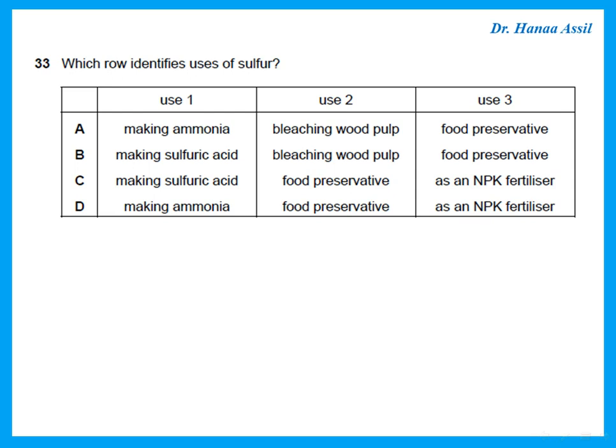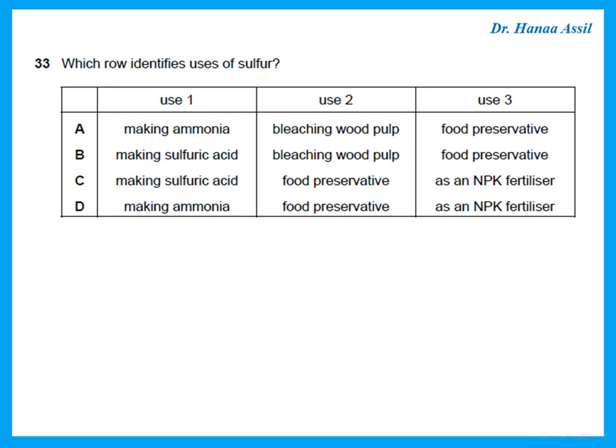Which row identifies uses of sulfur? Remember, sulfur is used to make what? It's not used to make ammonia. Remember, it is nitrogen that we use to make ammonia. So the sulfur is used to make sulfuric acid. So my answer is B or C.